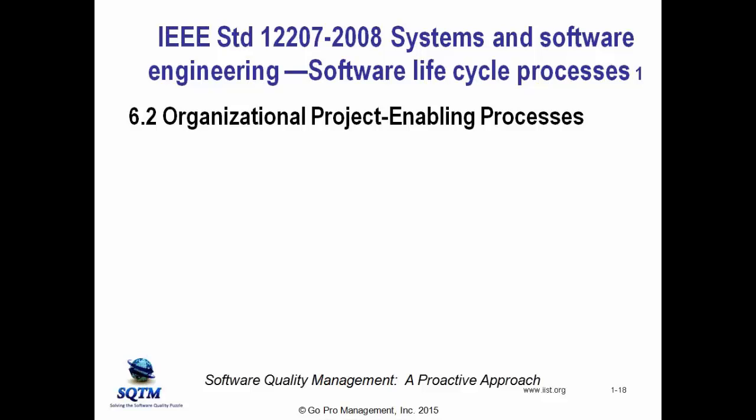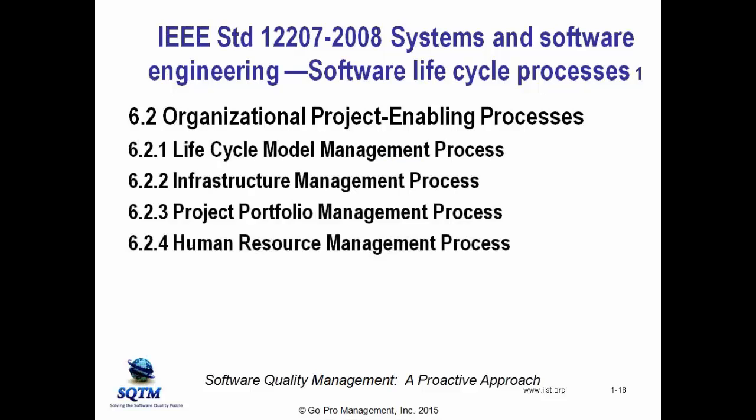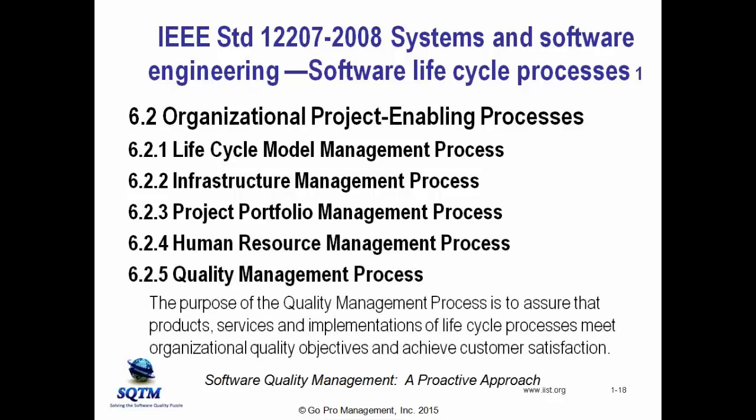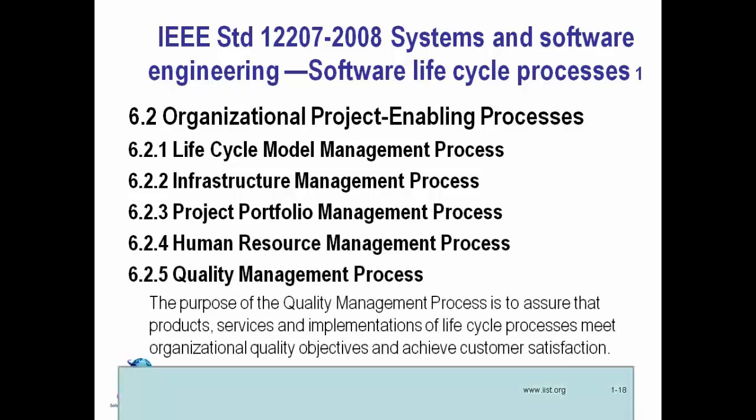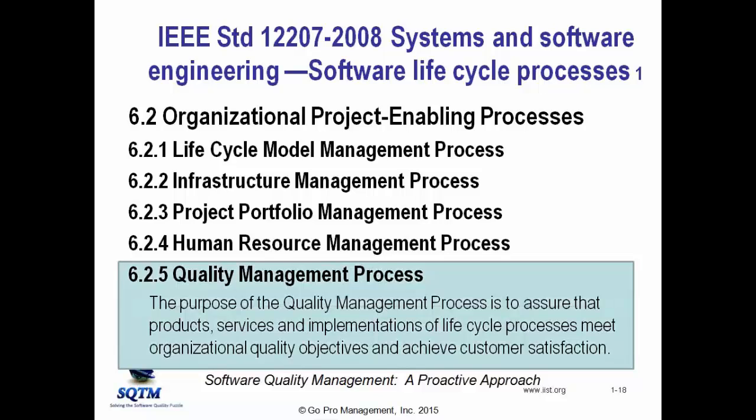They have an overarching standard, 12207, for life cycle processes. And so I just want you to be aware that in IEEE standard 12207, in section 6, called project enabling processes, they have quality management. So they consider that an organizational project enabling process.